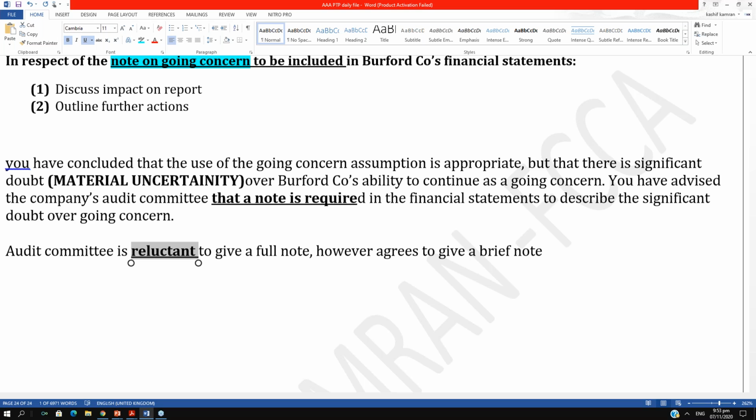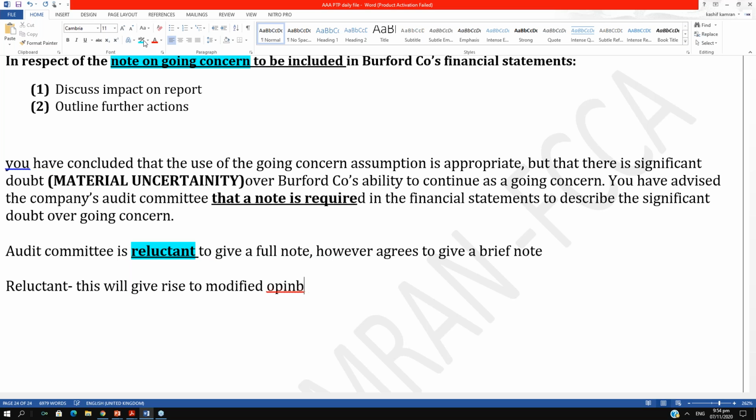You cannot have an MURGC paragraph for reluctance, right? The paragraph only comes for favorable things, when something is disclosed. If this would have been disclosed, then you would have given the MURGC paragraph. But when the management is reluctant, what is the impact on the report? So reluctant means the management is reluctant, so this will give rise to a modified opinion.